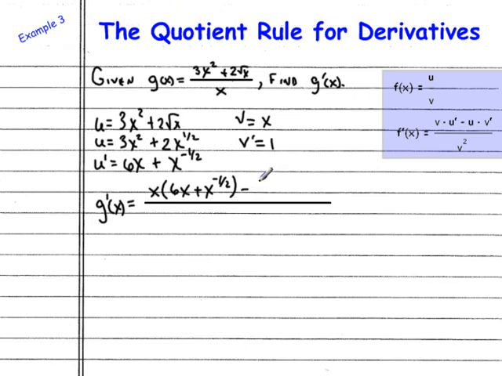So our numerator, 3x squared plus 2 times the square root of x, times the derivative of our denominator. Well, our denominator is x, its derivative is 1, or our denominator is v, and v prime is 1, so times 1.